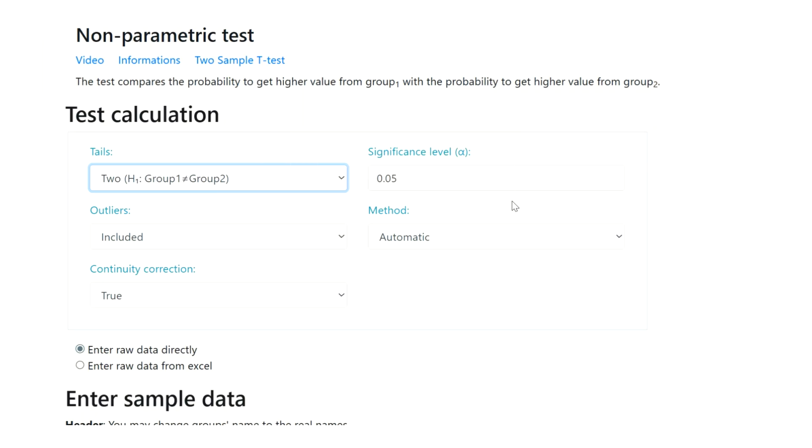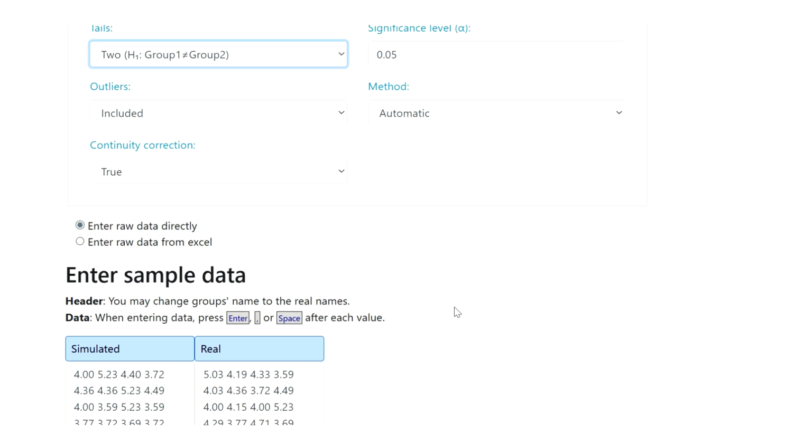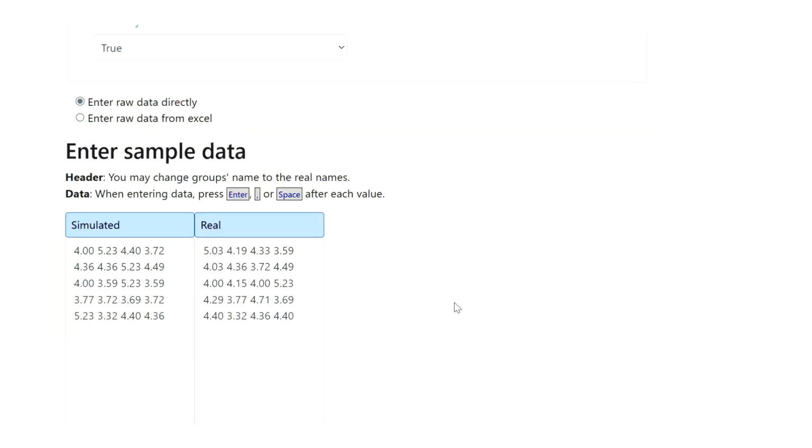So we are not going to make any changes to the significance level. This one is a quite standard value. Outliers are included. We are not going to exclude them. The method is set to automatic. And the next thing we need to enter is the data.